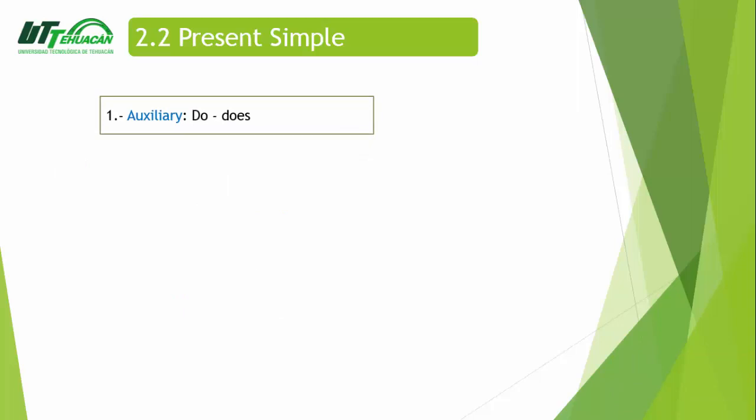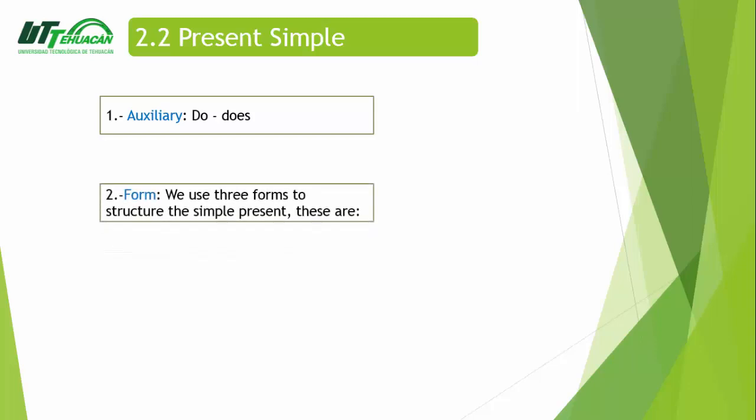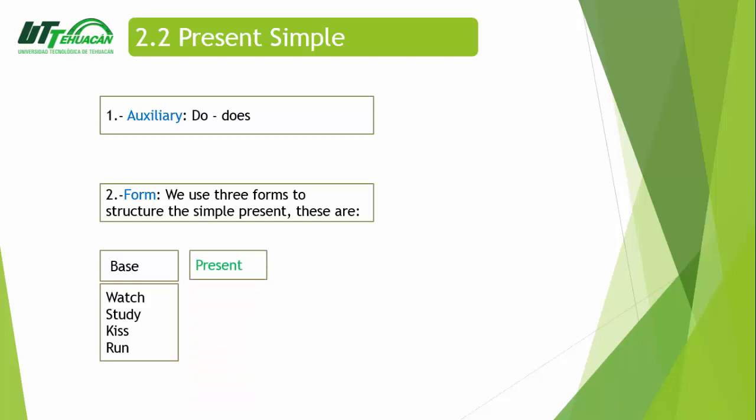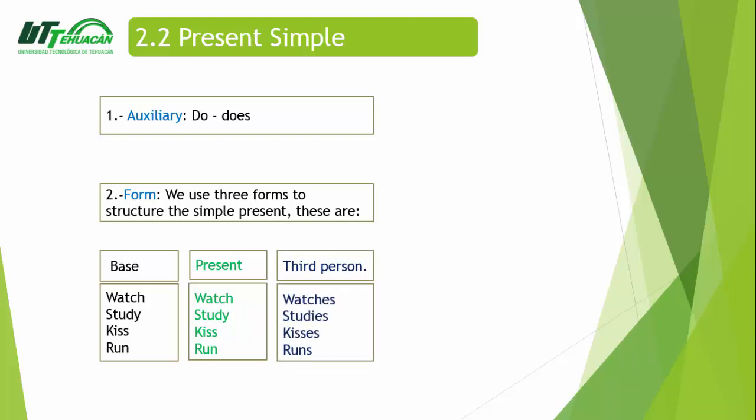Auxiliary verb. We use two auxiliary verbs in the present simple, do and does. Form. We use three forms to structure the simple present. These are base, for example, watch, study, kiss, run. The present, for example, watch, study, kiss, run. And the third person, for example, watches, studies, kisses, runs.